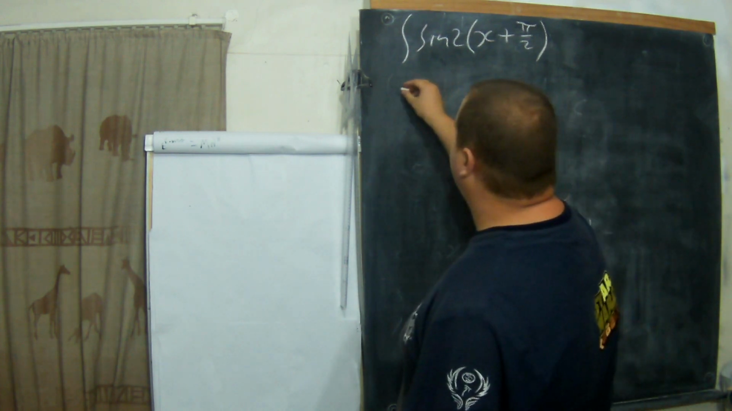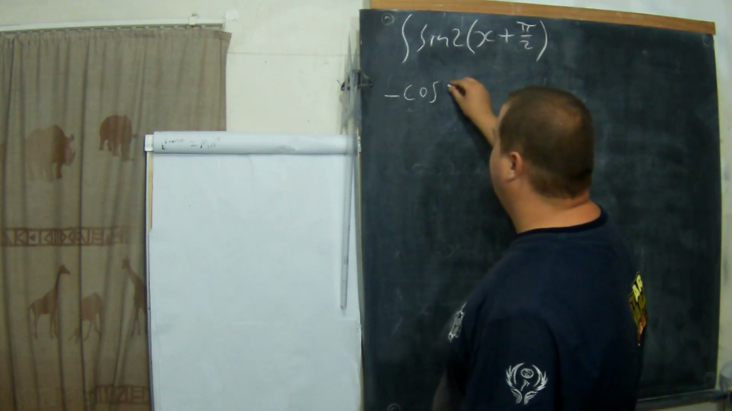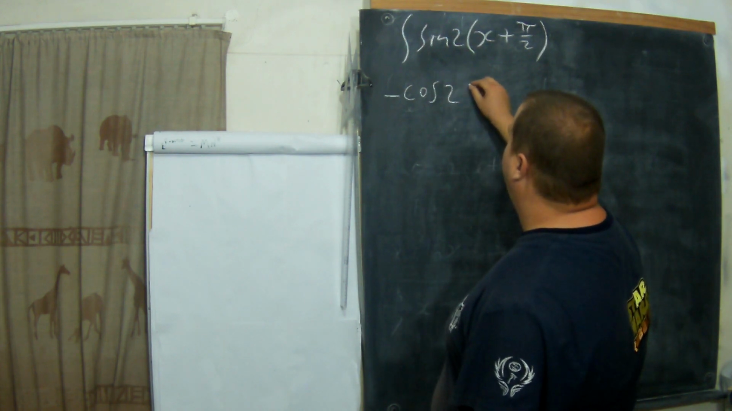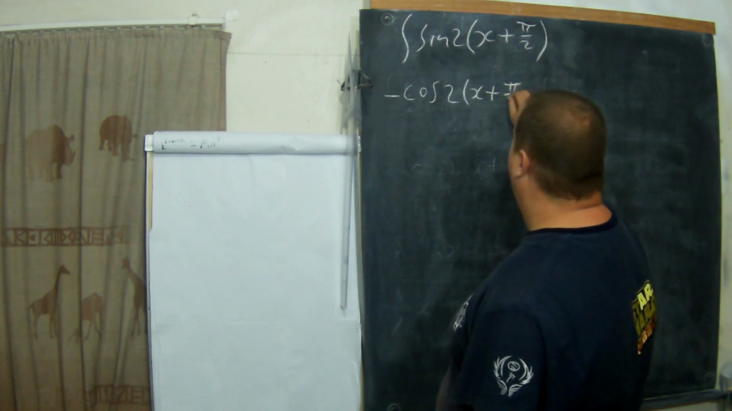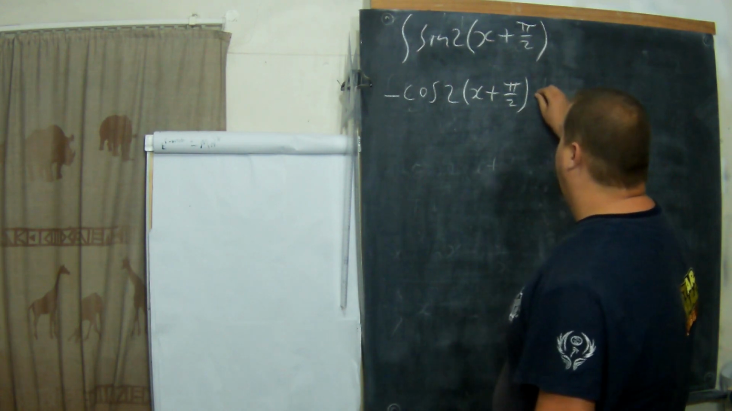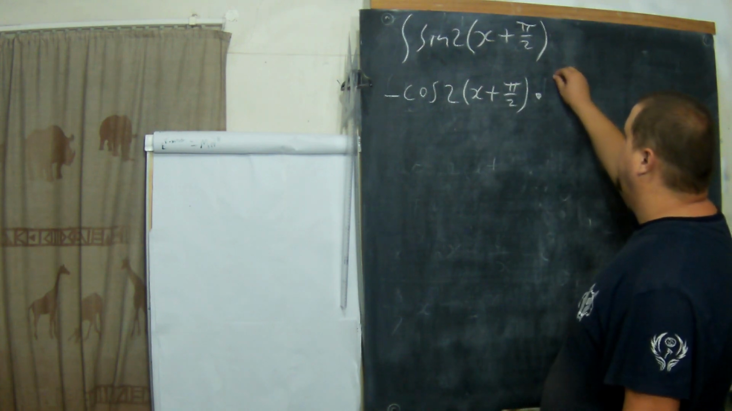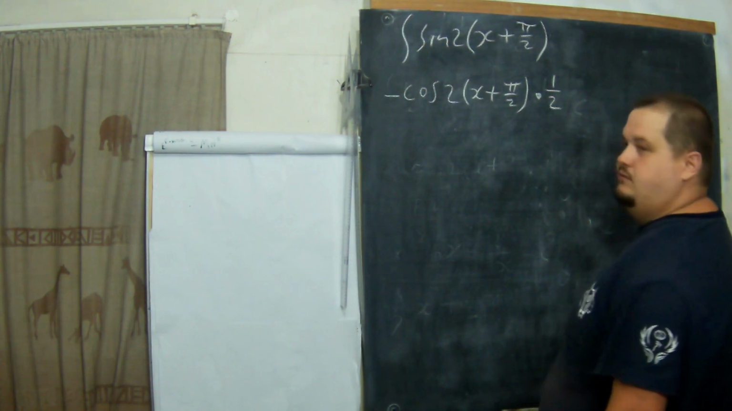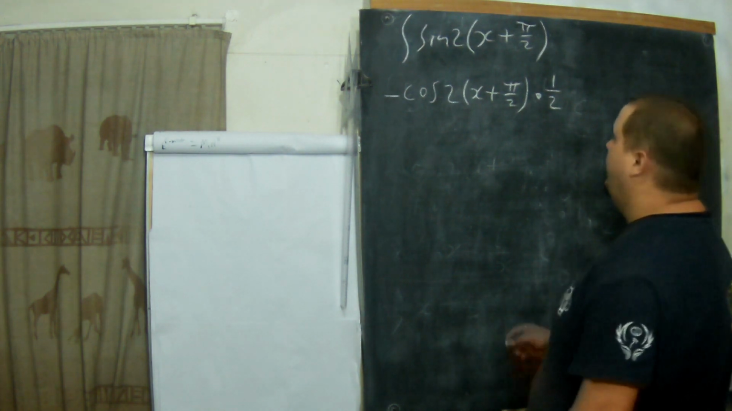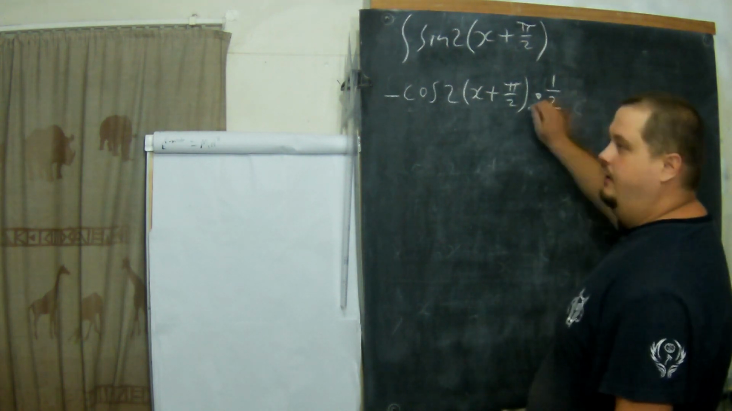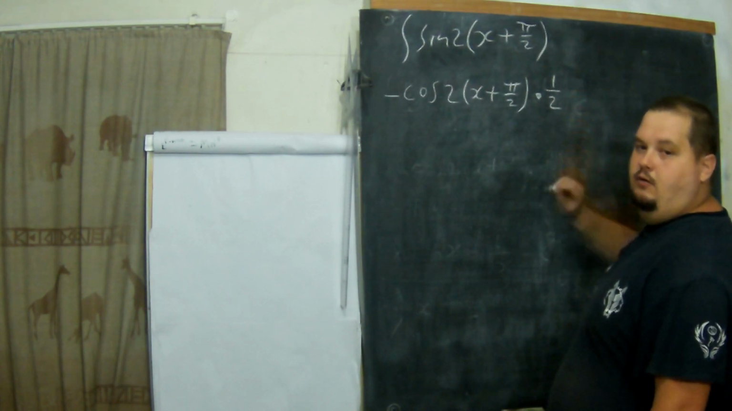So what we have to do is say minus cos, because that's integrated, minus cos of 2x plus pi over 2, multiplied by, because this is 2, it must be divided, so it becomes a half. It's a division, so it becomes a half. If that was 3, it would become a third. If it was a 4, it would become a fourth, and so on.